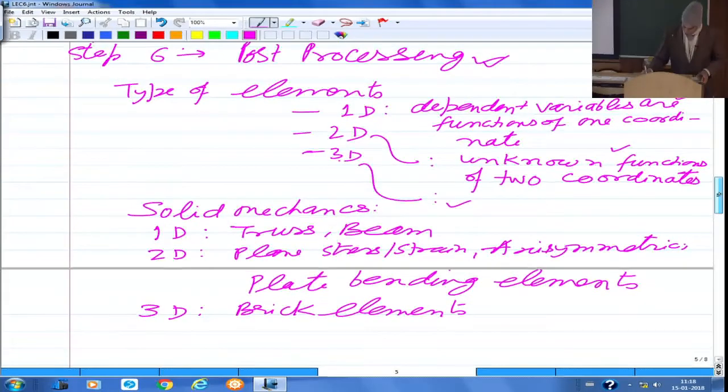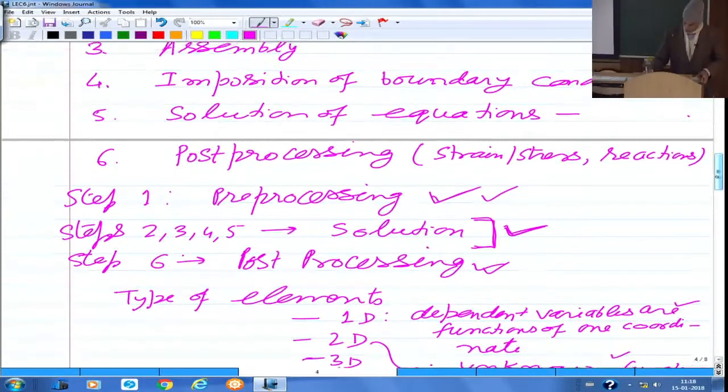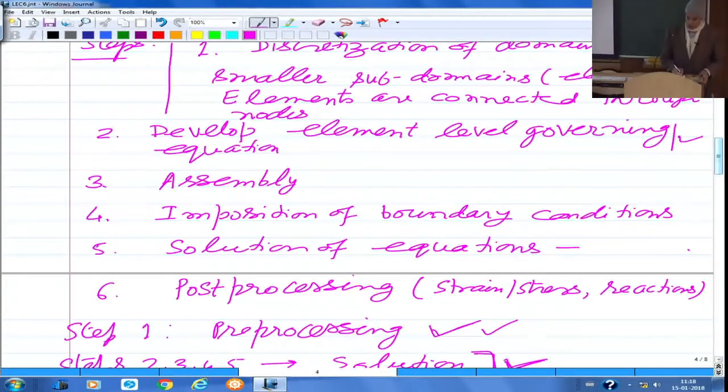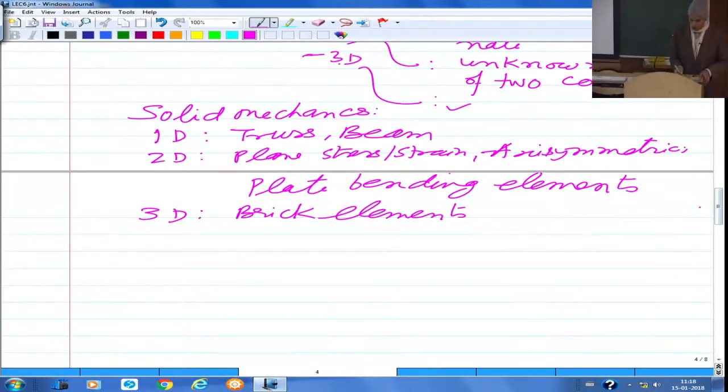So now the important thing, as I said, is this step. Most of the time we would be spending on developing the element level governing equations. Initially we'll take problems where we do the first, second, third, all the steps, but later we would spend most of the time developing the element level governing equations. So that is what I am going to start today: development of the element level governing equation.